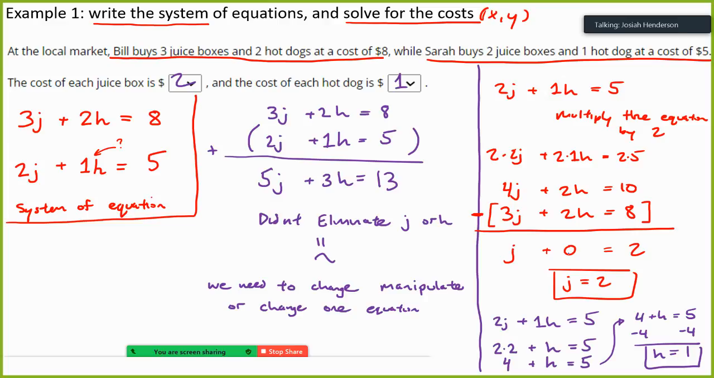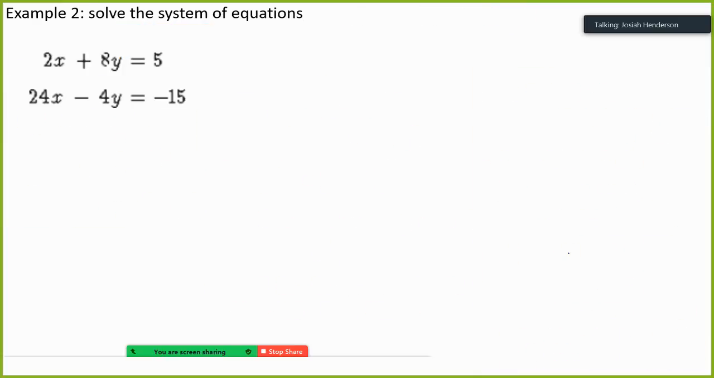Okay, let's try another one. Example 2. Solve the system of equations. So let's examine this thing together before we start. 2x plus 8y is equal to 5. 24x minus 4y is equal to negative 15.